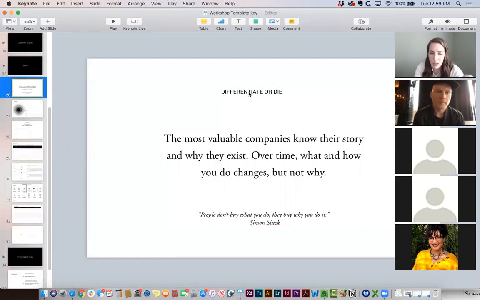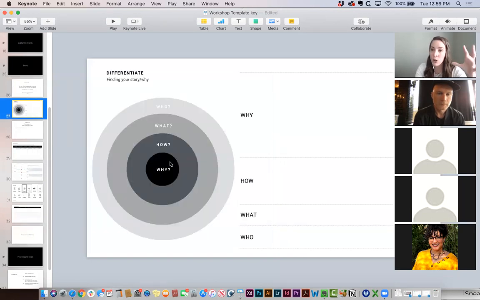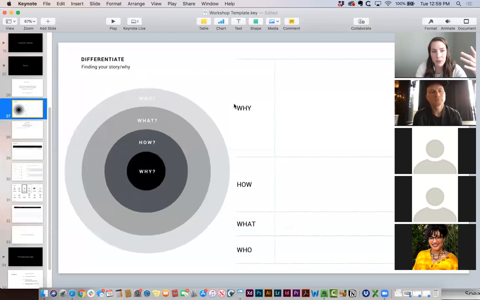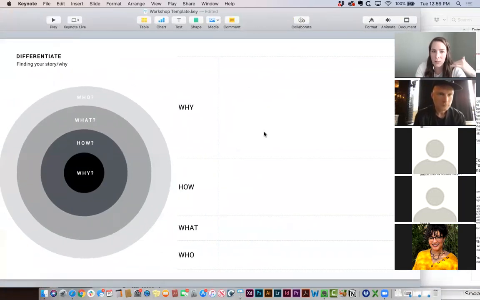I use this quote from Simon Sinek: people don't buy what you do, they buy why you do it. And the most valuable companies know their story, they know why they exist, and over time, what and how they do might change, but usually their why does not, if they stick with their core why. Their core why normally comes from, I never read Start With Why, by the way, either, but it normally comes from something from childhood, like at the founder, if they're very passionate about their mission. The story is coming from something that's happened, something they're very passionate about, something that really is a core of who they are. So we want to find that out.